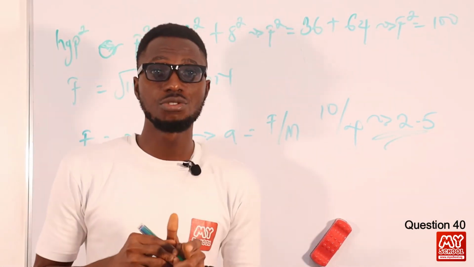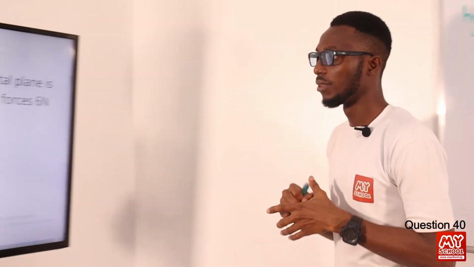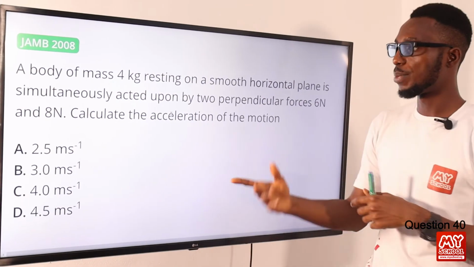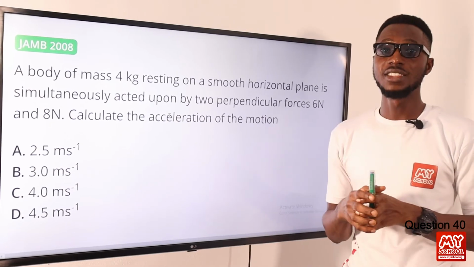Okay, let's go back to the screen to run a confirmation. Yes, the unit should be squared, so 2.5 meter per second square. So option A is good to go.